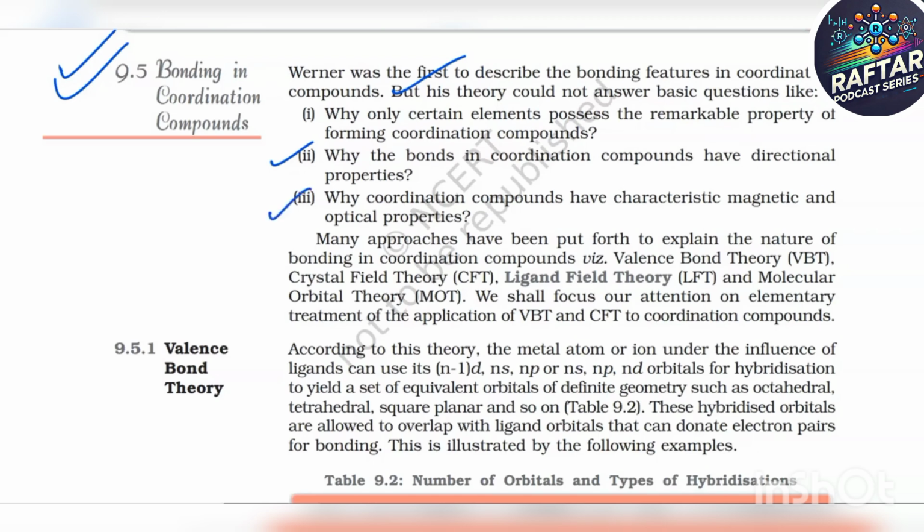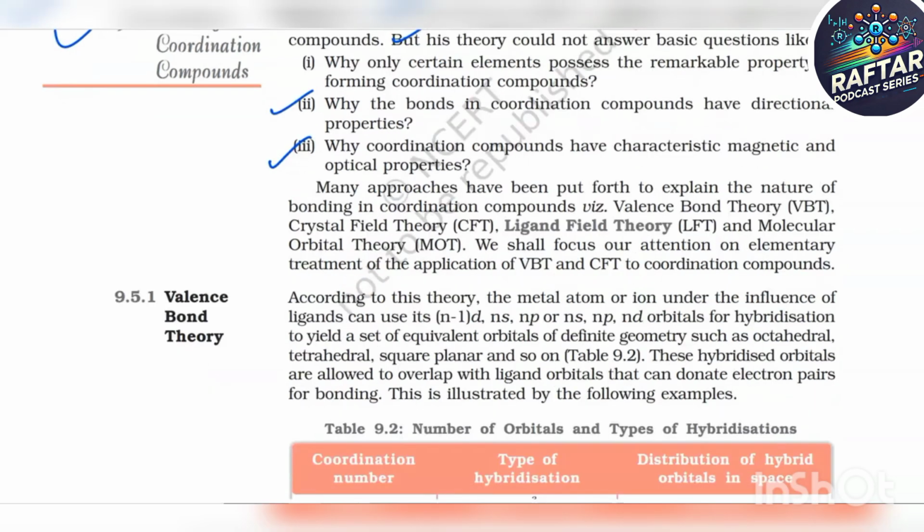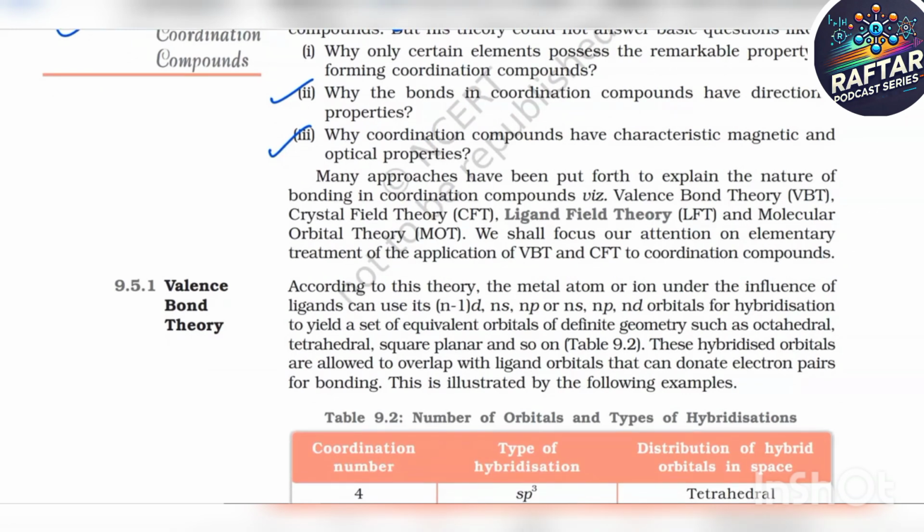We shall focus our attention on the elementary treatment of the application of VBT and CFT to coordination compounds. Valence bond theory. According to this theory, the metal atom or ion under the influence of ligands can use its (n-1)d, ns, np or ns, np, nd orbitals for hybridization to yield a set of hybrid orbitals of different geometry such as octahedral, tetrahedral, square planar, and so on.